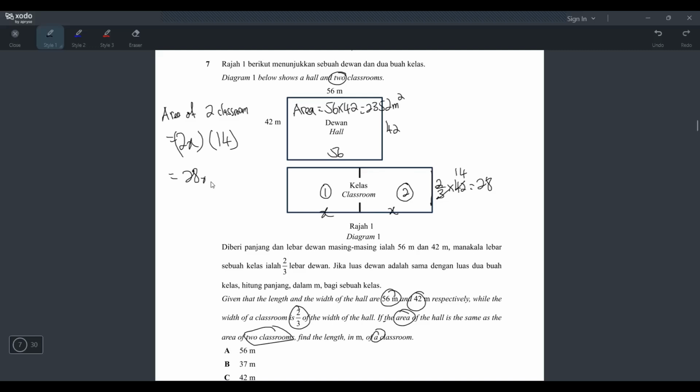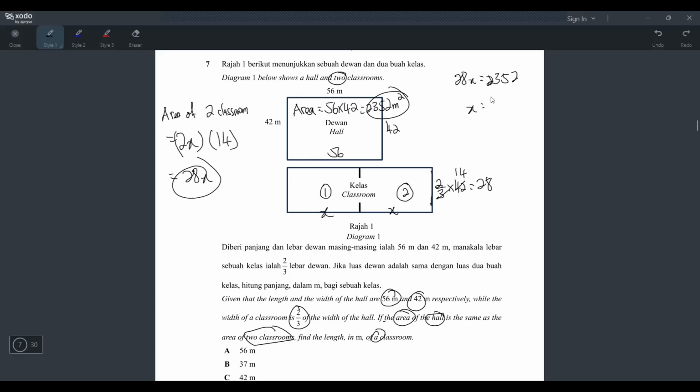So what is 2x times 14? It will be 28x. But this 28x is the area of 2 classrooms, and they say the area of the hall is the same as the 2 classrooms. So I can take the area of the hall, which is 2352, equals to 28x. So it will be 28x equals 2352. The reason why I can take this equals to this is because the soalan mentioned the area of 2 classrooms is the same as this. So now I can find my x.